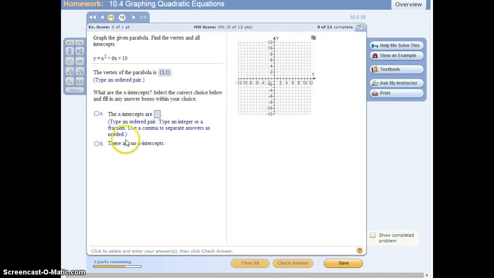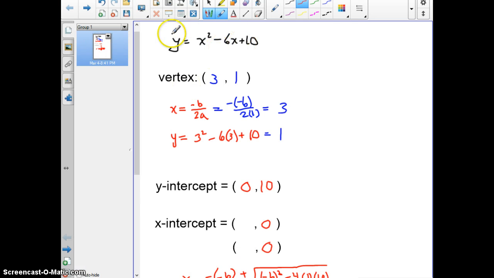Point 4, graphing a parabola. So we have the equation of a parabola here, a quadratic equation. And the first question is to find the vertex of the parabola. I already have it worked out. So the vertex is 3, comma 1. Let's go to my work to see how I got that.